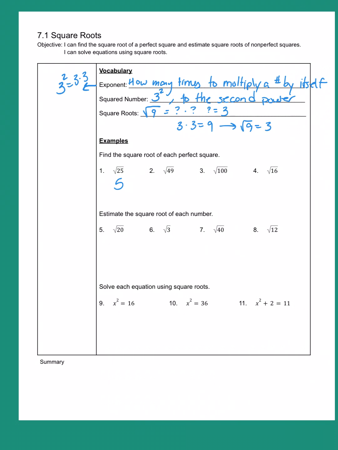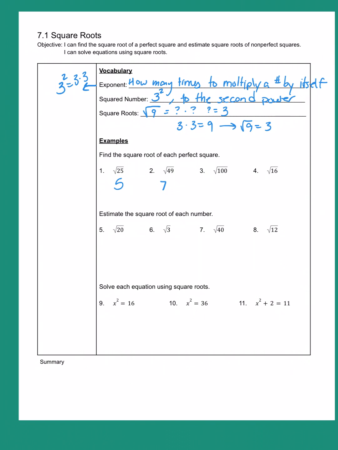And really all square roots have a positive and a negative. We're only going to be looking for the positive square root for what we're going to need it for. But technically there is always 2 answers, positive and negative. Number 2, square root of 49 will be 7 because 7 times 7 equals 49. So square root of 49 is 7.